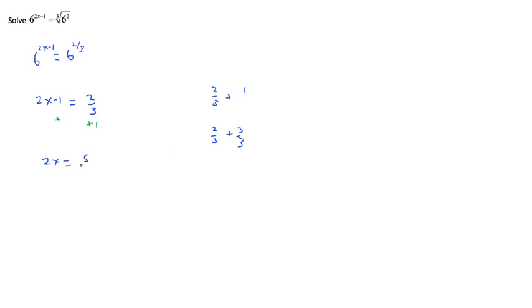That gives us 5/3. Now in this case, I'm going to multiply both sides by 1/2. Remember, multiplying by 1/2 is the same as dividing by 2, but I see the fraction here, so I'm just going to do it that way. We know that these cancel out, so I end up with x equals, and on the other side I get 5/6 as the final answer.